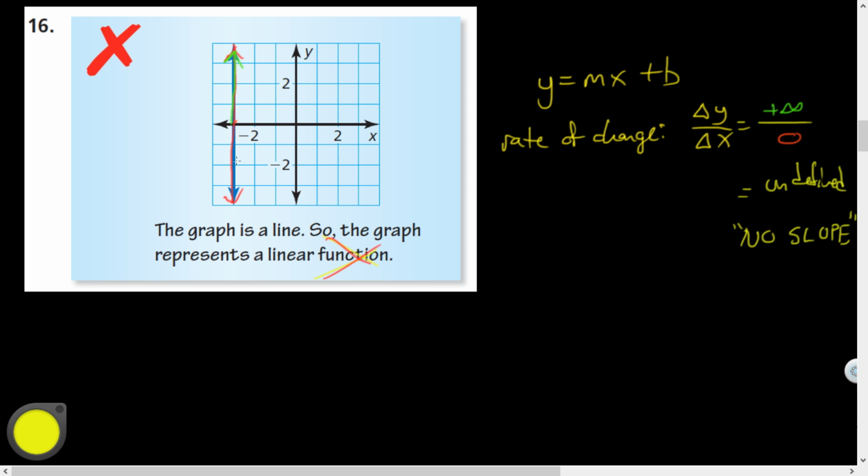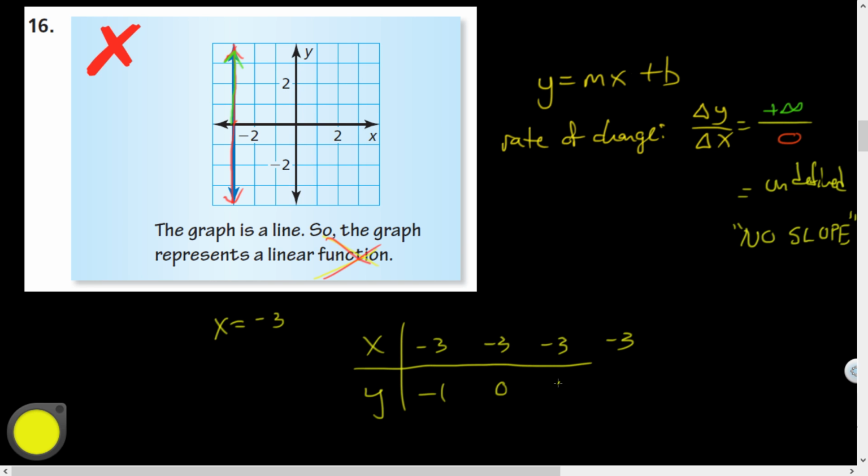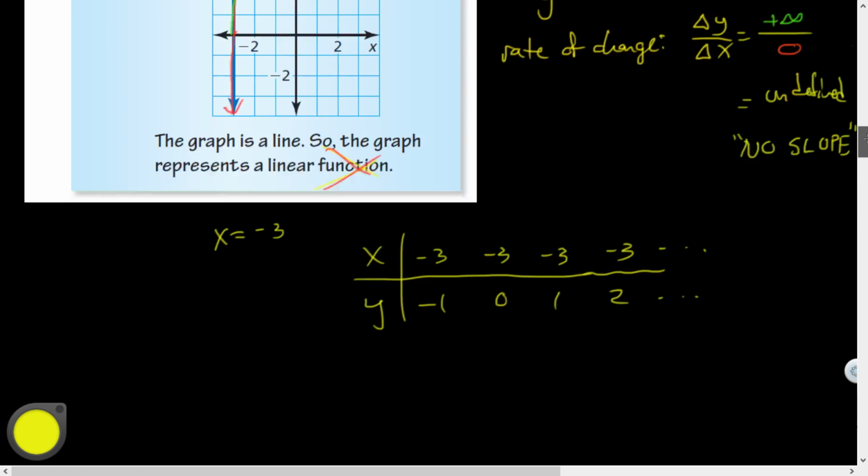There is a way to write this equation, although as we already said, it's not a function. This is an equation of the form x equals -3, right? Someone said that x is always the same. If I thought of this as an input-output table, I would have had -3, -3, -3, -3, and then y would have just been like -1, 0, 1, 2, and this would have gone on forever. So that is a line, but it is not a linear function. There is a way to represent that as an equation, but it's a little bit bizarre.